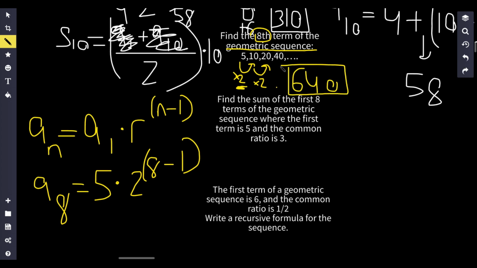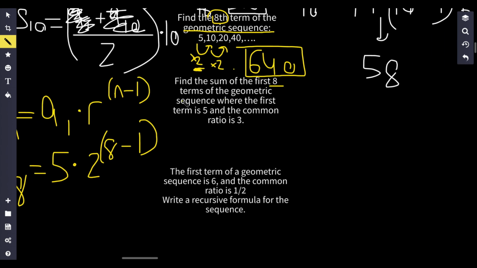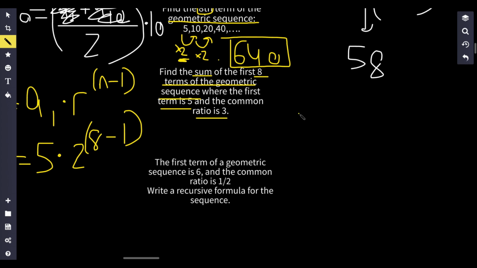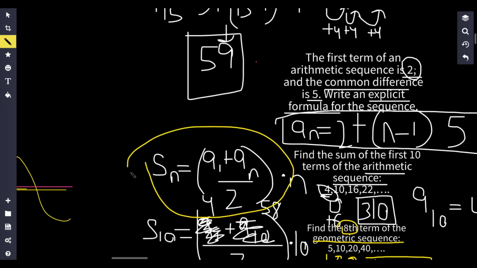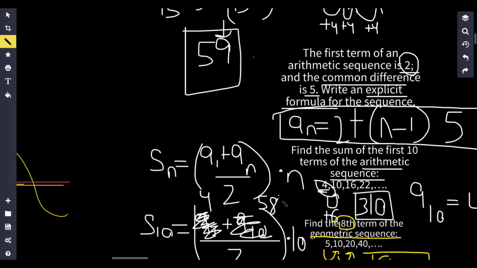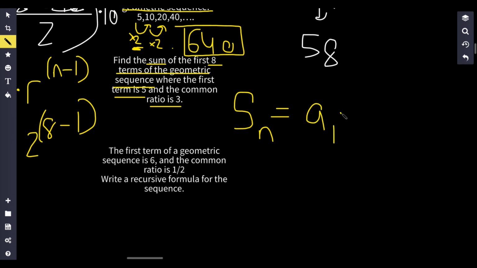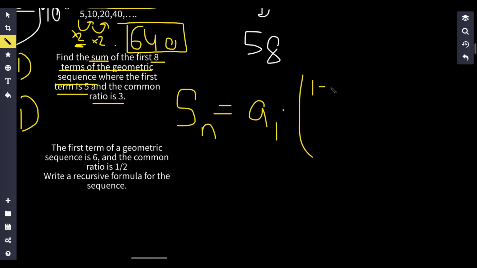Find the sum of the first 8 terms of a geometric sequence, where the first term is 5 and the common ratio is 3. Before, this was a sum for an arithmetic sequence. But the sum for a geometric sequence is going to be the first term times 1 minus r to the n, where n is the number of terms, divided by 1 minus r.